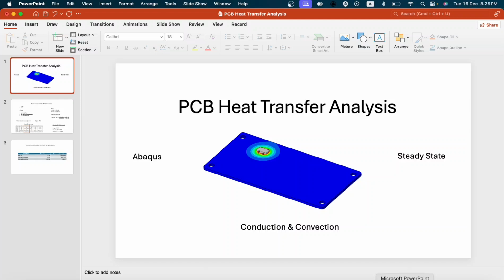Hello guys, this is the first video in this tutorial series on heat transfer analysis for PCB in Abaqus. In this first part, we'll explain some basics on the theory and on the parameters that we're going to include in this analysis. And it will be a steady state analysis, and we will include both the conduction and convection modes.